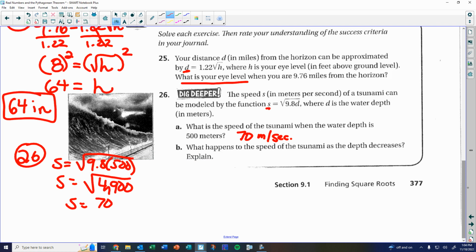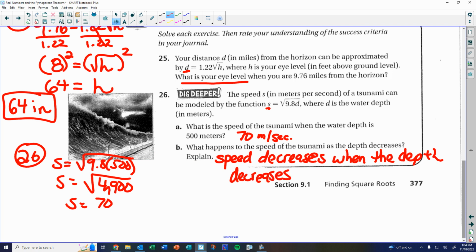9.8 times 490 is 4,802. If you take the square root of 4,802, it is 69.3. So what's it doing? The speed is decreasing, right? So what happens is the speed decreases when the depth decreases. Maybe next time pick a number a little bit smaller than that. But you still get the idea, right? I mean, you could have picked 499. Would that have been a smaller number? Yeah.